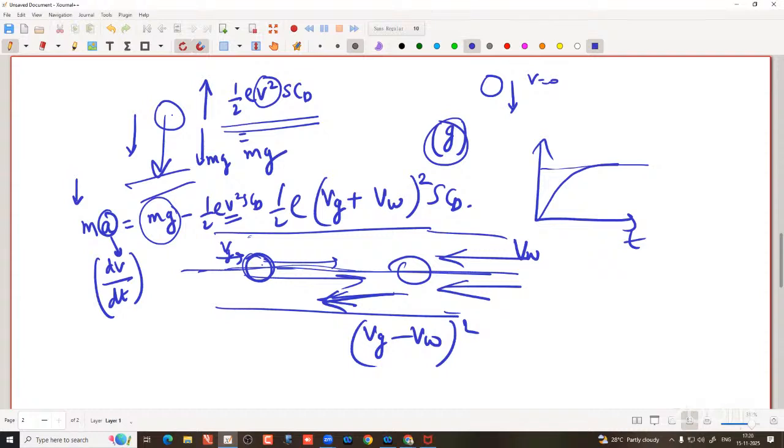Sir, I have a question. Within this equation, can you please explain what is S CD doing there? I don't know the meaning of it.